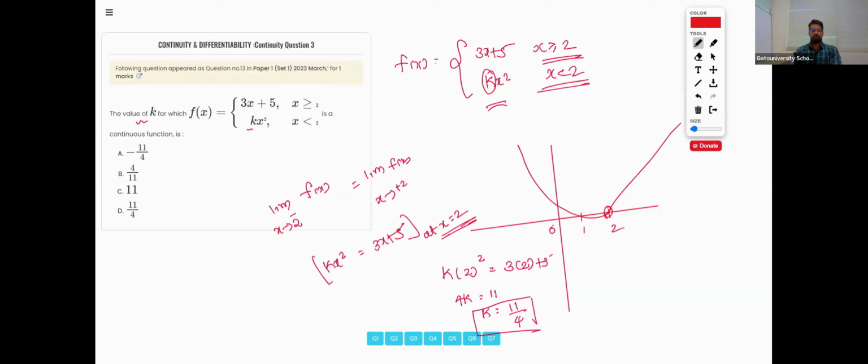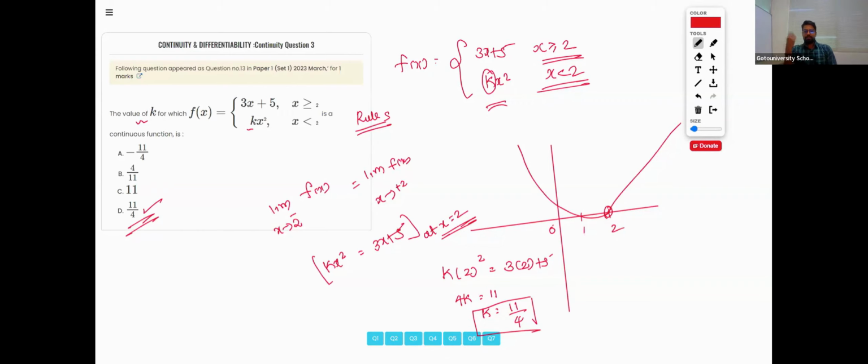The option is which one? Option D, 11 by 4. Clearly option D. Please make a note of this. If you have a doubt, you can also look at the steps I have used and why I am using them, because I'm just following the rules of continuity discussed in the earlier part of this class.